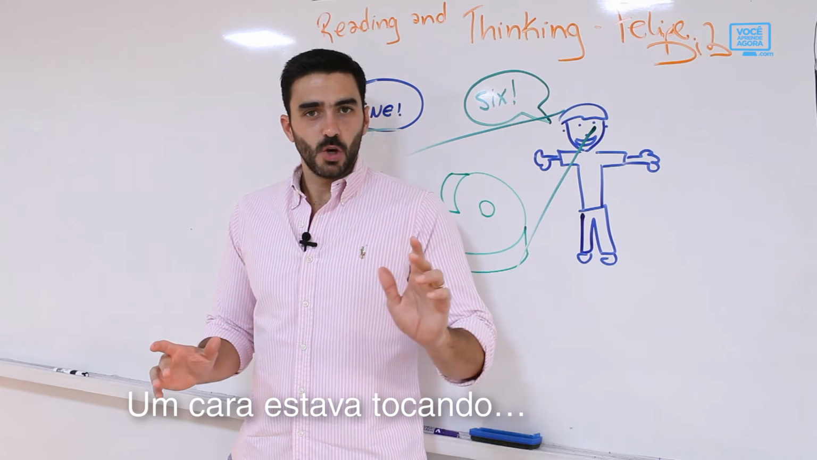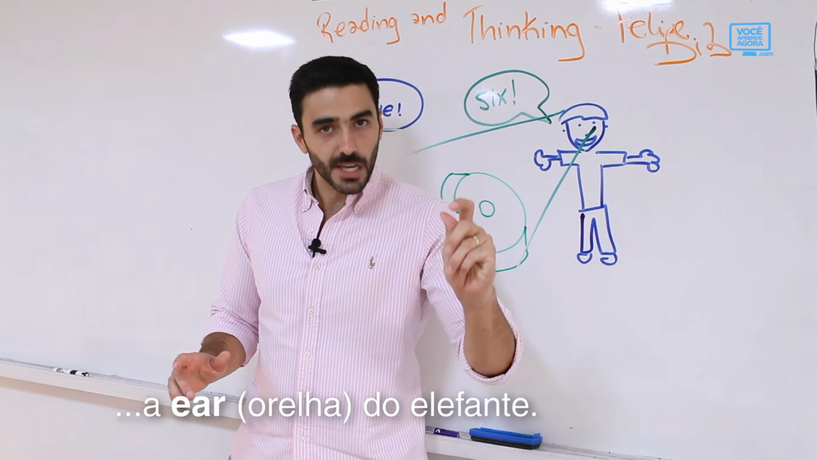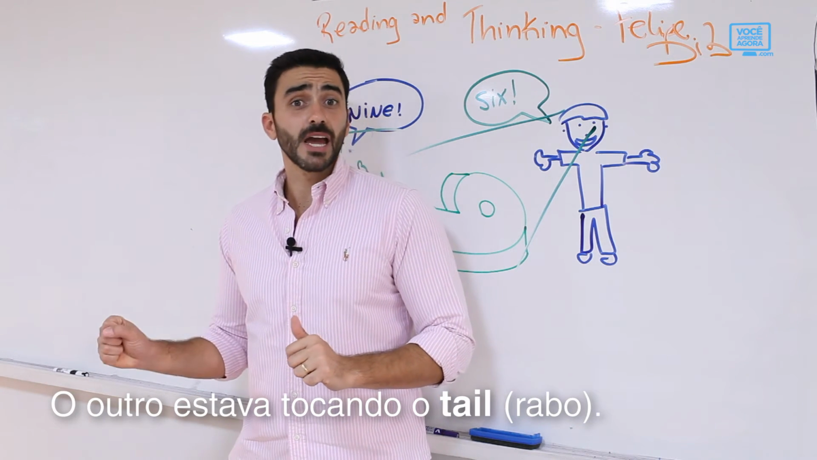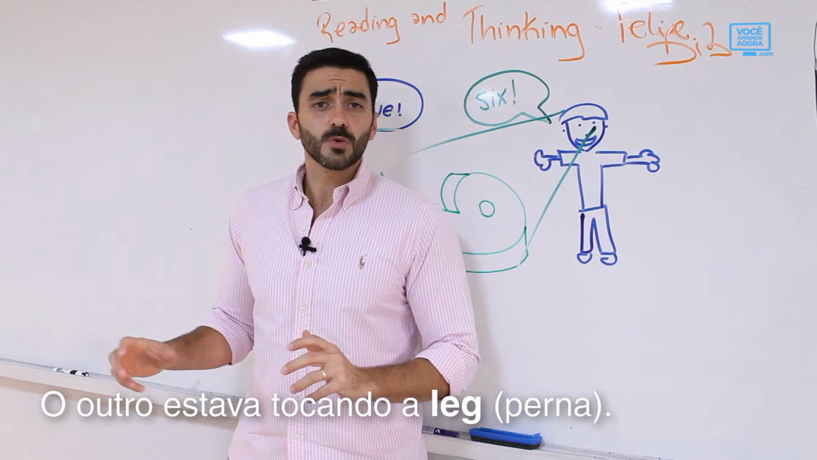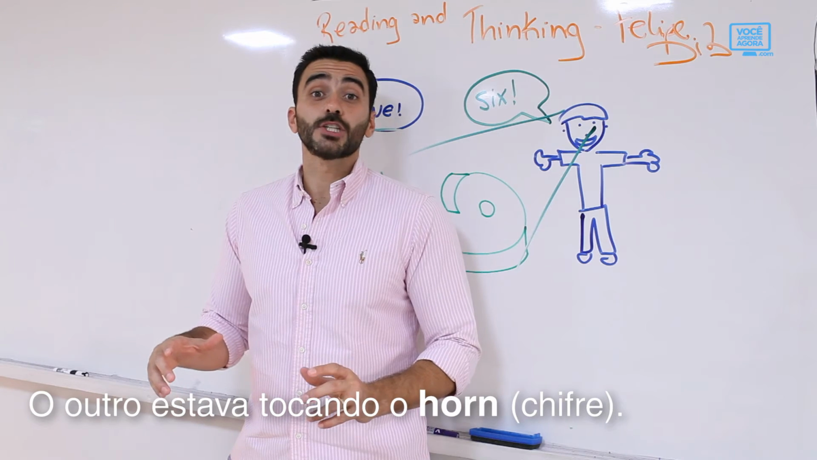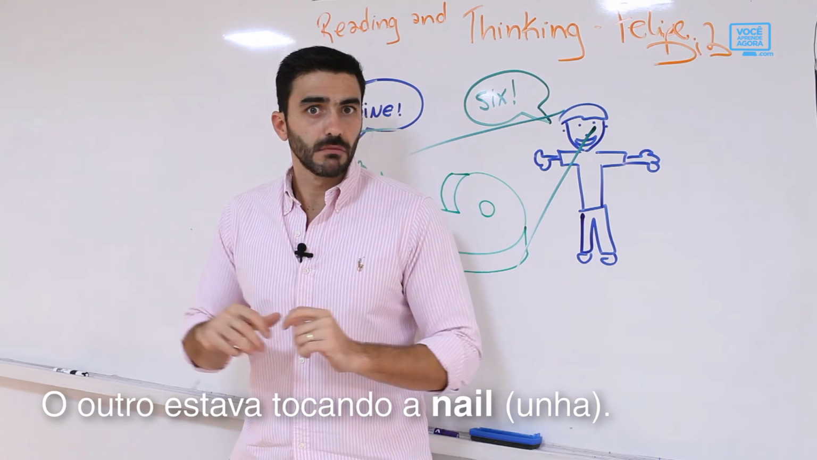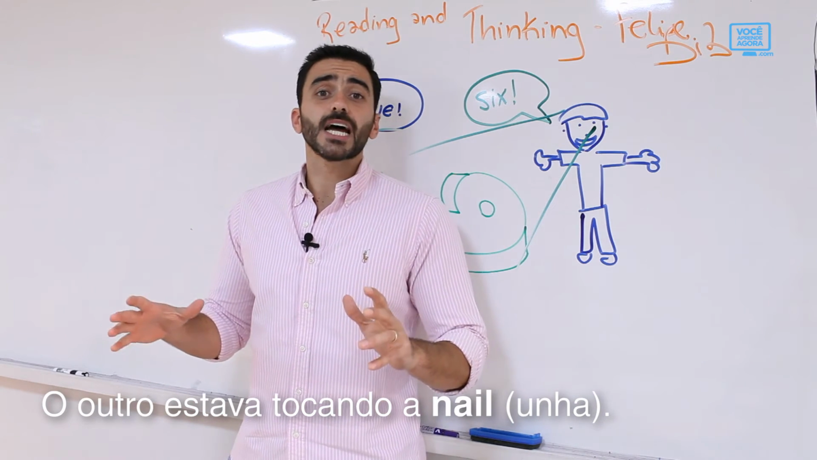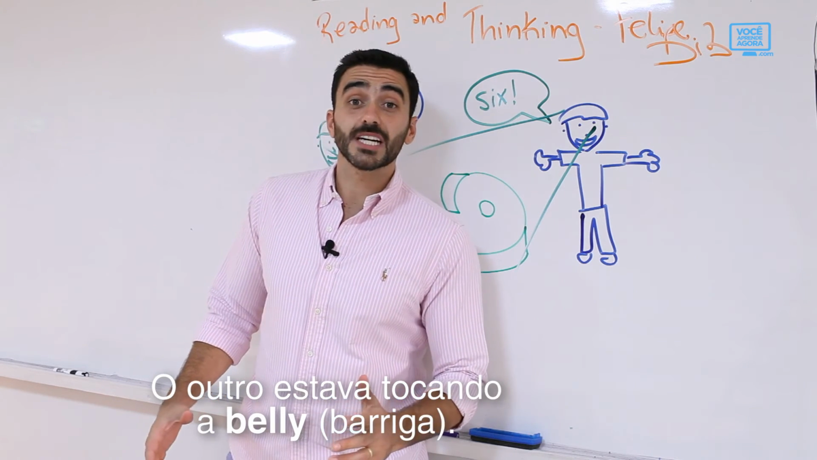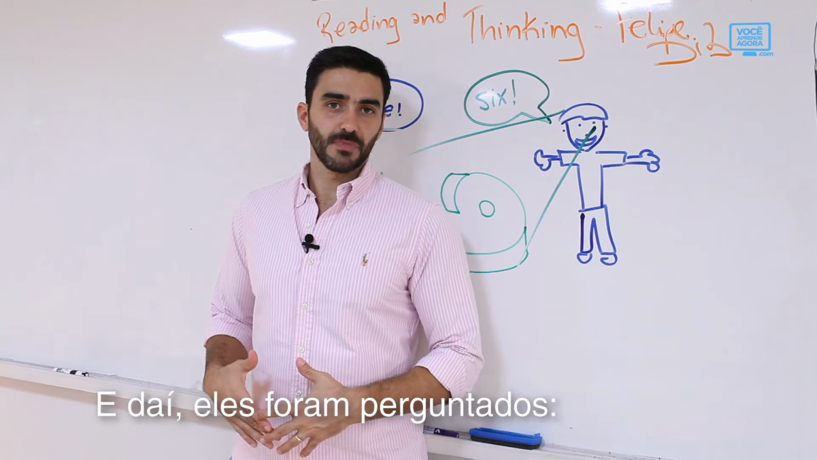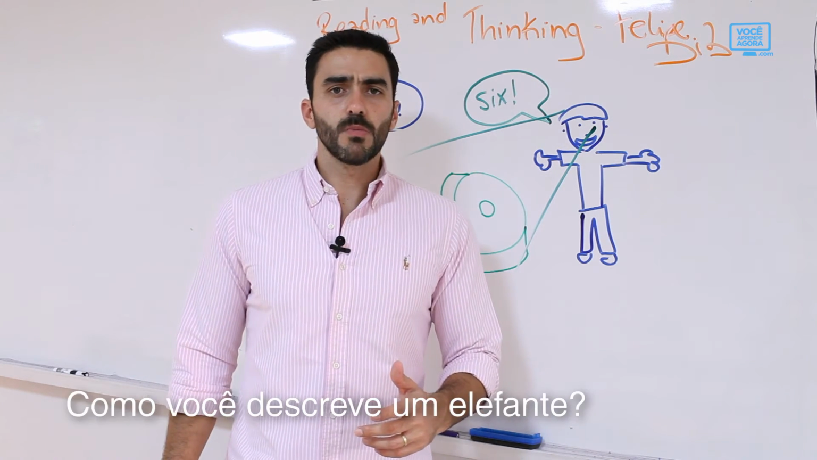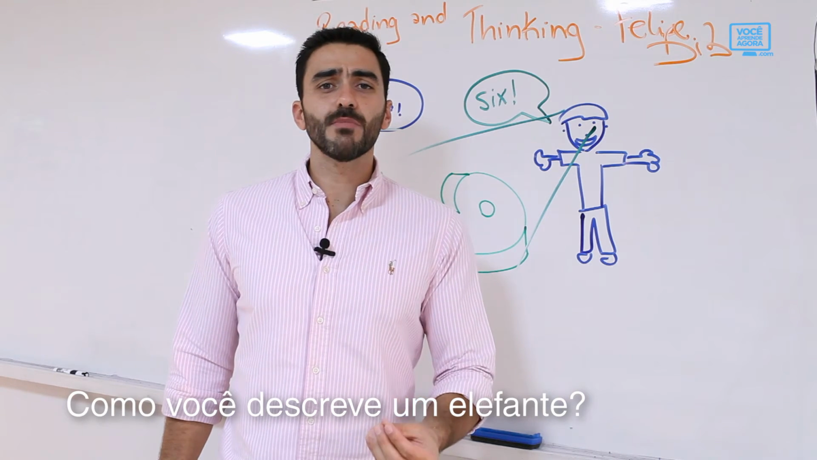One guy was touching the ear of the elephant. The other was touching the tail. The other was touching the leg. The other was touching the horn. The other was touching the nail. The other was touching the belly. And then they were asked, how can you describe an elephant?